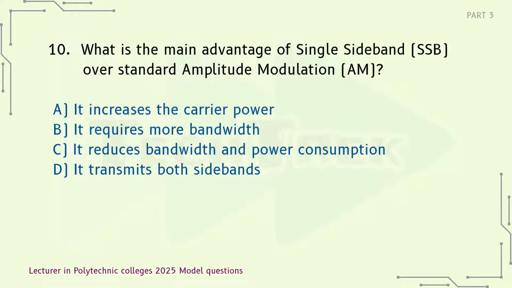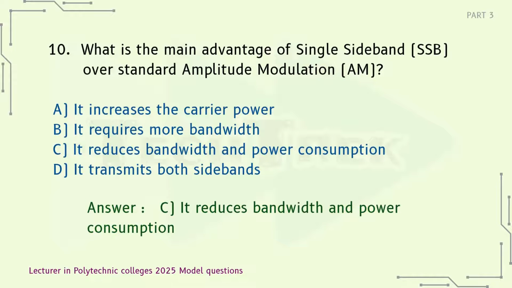What is the main advantage of single sideband over standard amplitude modulation? A. It increases the carrier power. B. It requires more bandwidth. C. It reduces bandwidth and power consumption. D. It transmits both sidebands. Correct answer is option C. It reduces bandwidth and power consumption.